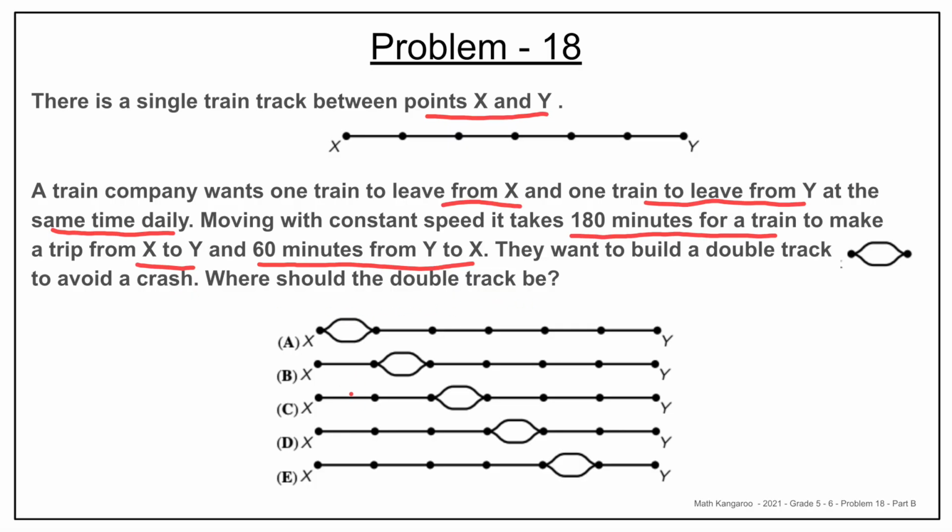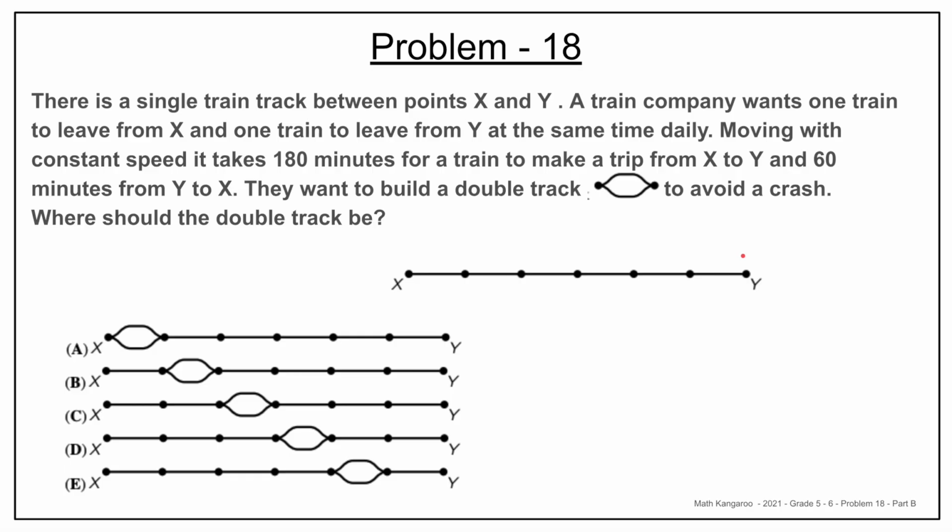These are our options. Since the trains are leaving at the same time, we have to make sure they don't crash into each other. To do this, we want to build a double track in the middle of the road, where both trains can safely pass each other. The train from Y is faster, so it will reach the middle of the track quicker. If the train from X takes 180 minutes and the train from Y takes only 60 minutes, let's add the minutes here.